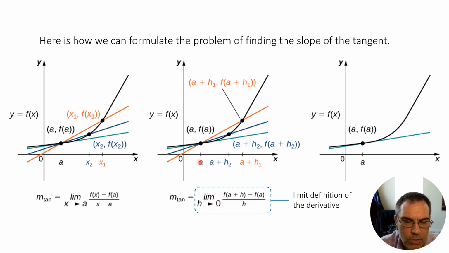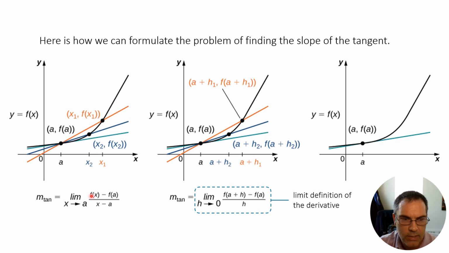Because what we're saying is we're starting at a, and then we're going over h units to the next point, and then the limit is as h goes to 0. So rather than saying x approaches a, we're saying h goes to 0. h is just the difference between a and this point x. I hope that makes sense.